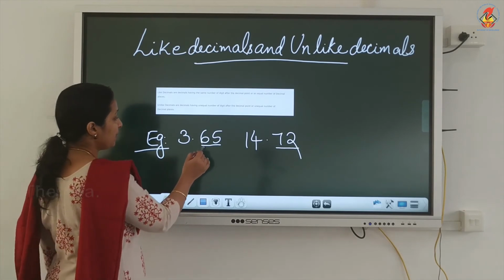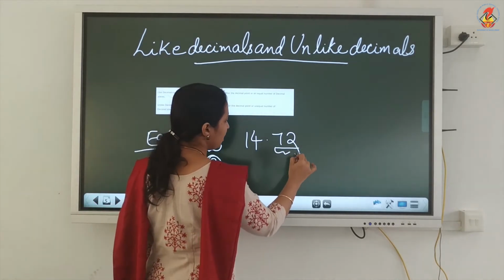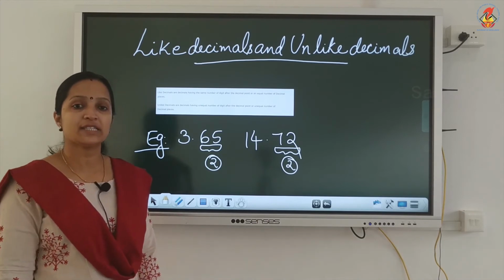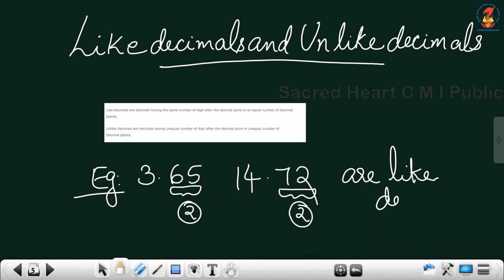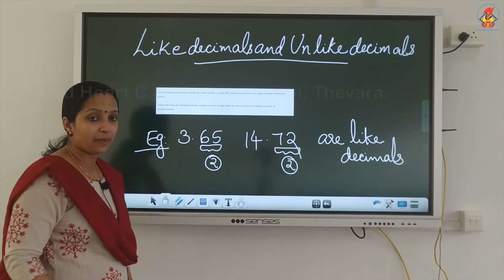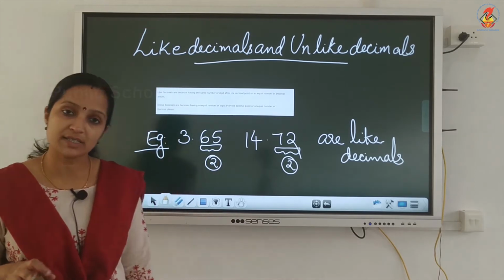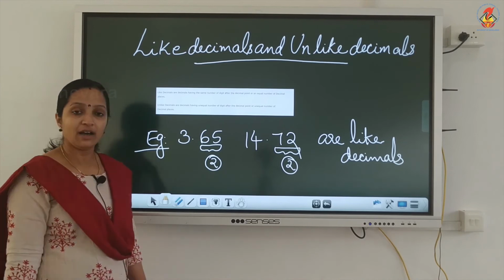So in the decimal part here how many digits are there? Here 2 digits. Here how many digits are there? Here also 2 digits. So we can say that 3.65 and 14.72 are like decimals. Clear, children? If the number of digits in the decimal part is same, or we can say equal number of decimal places, then they are like decimals.